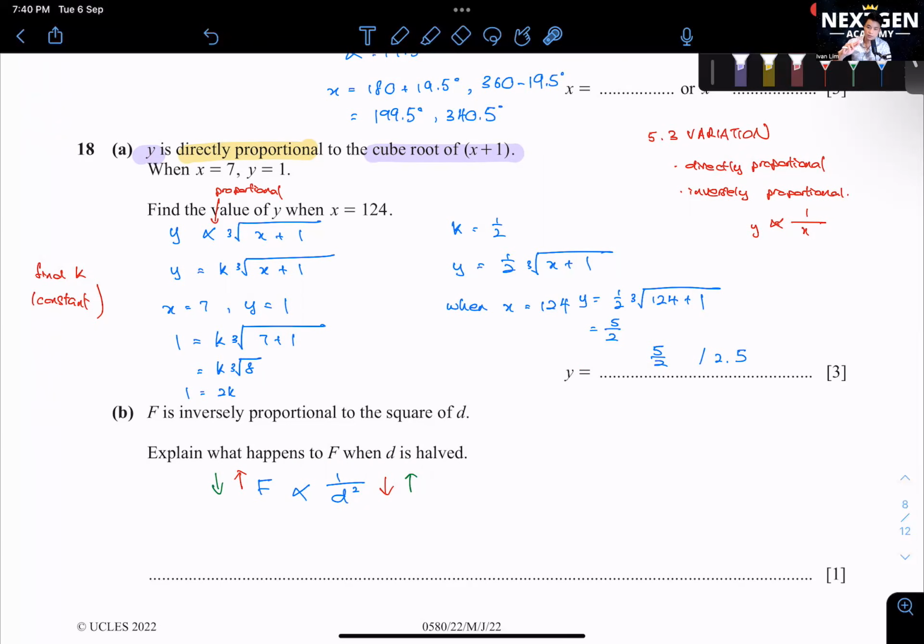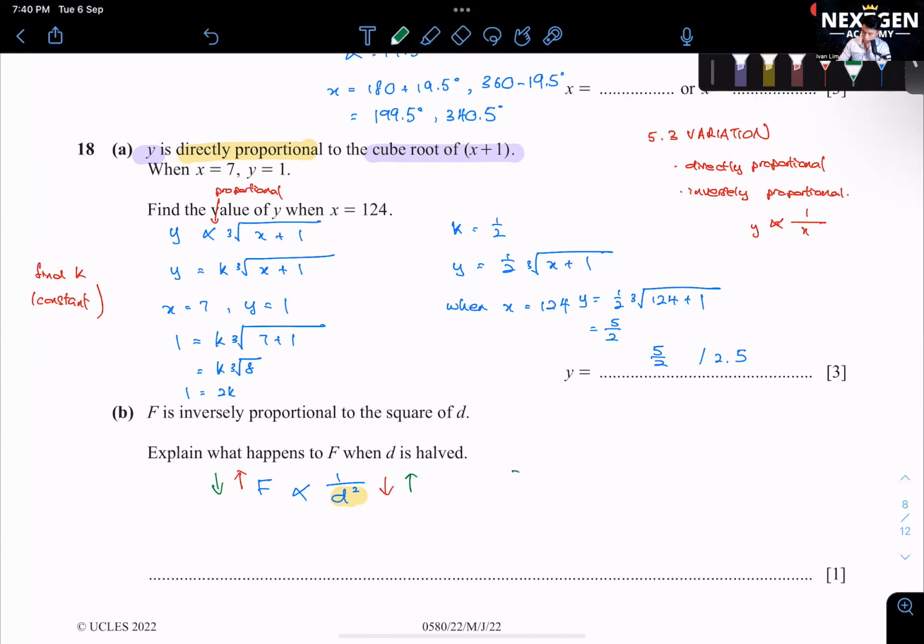No, not times. Times what? Times 2, right? Okay, very good. So times 2, but you see here, right? There's a square here. Okay, so what will happen is that they say what will happen to F, right?